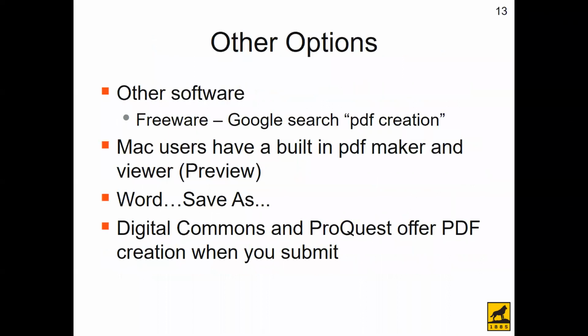There are other options. I mean, there's lots of freeware out there. If you Google PDF creation, you'll find 1,000,001. If you're a Mac user, there's a PDF maker and viewer built in. Word has a save as function that will save as PDF. Digital Commons and ProQuest will both offer PDF creation if you upload a Word document or some other format. So with all these options, why are we still saying Adobe Acrobat?